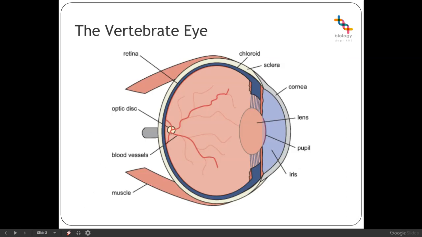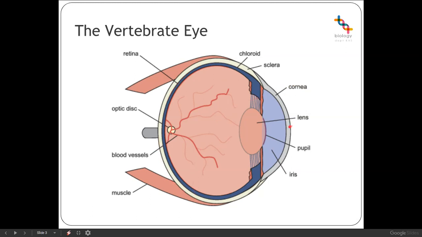So nerve impulses can be generated in response to an environmental stimulus, and a very good example of this is in the vertebrate eye, where light is detected by two different types of cell, which are found in the retina. And the retina is the tissue at the back of the eye, this blue section along here.